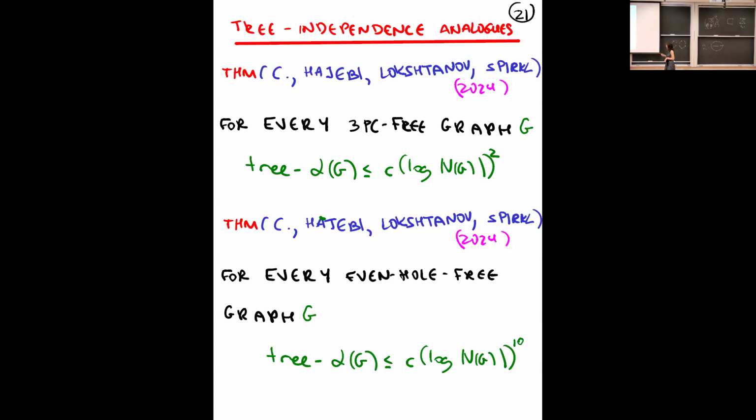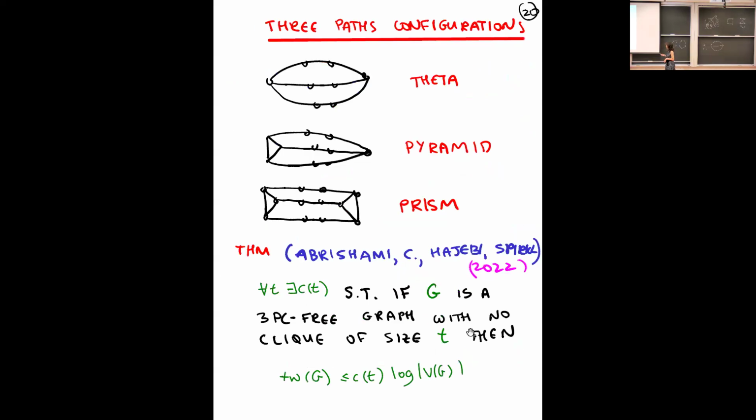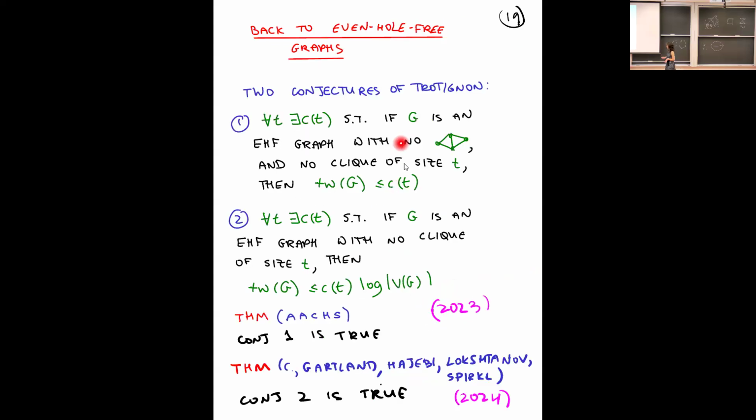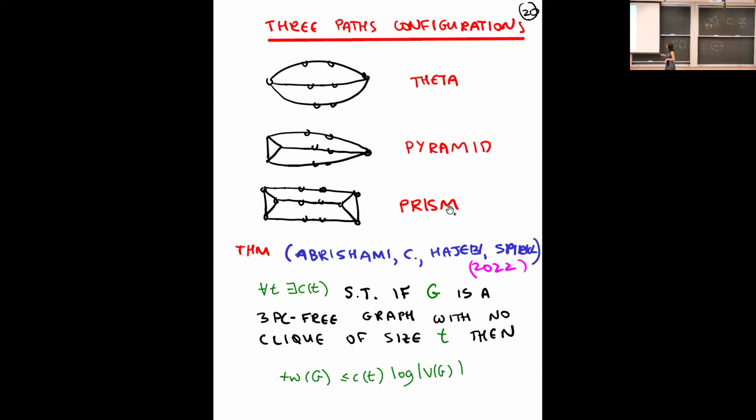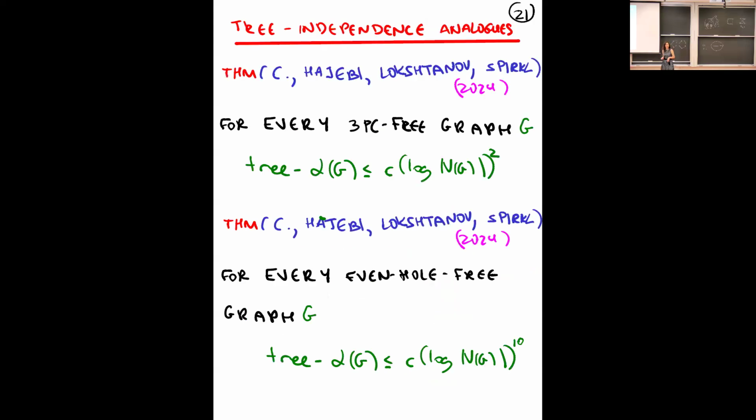But the one case I want to mention is this case. So back to the even-hole-free graphs, right? We just said that if you forbid a big clique, treewidth is logarithmic. But if you don't forbid a big clique, tree independence number is polylogarithmic. Right? It's this theorem. For every even-hole-free graph, tree independence number is polylogarithmic.